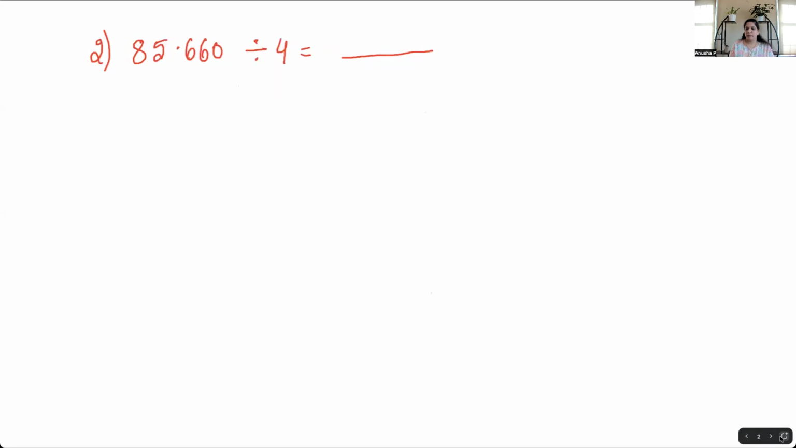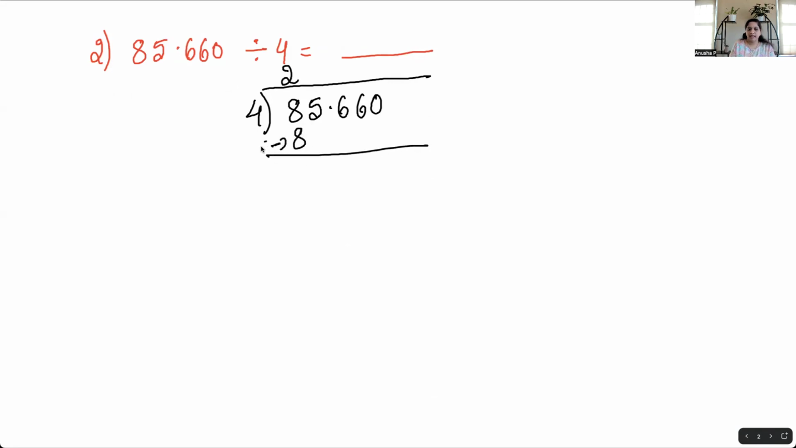Let's do one more example. It is 85.660 divided by 4. Again, 85.660 is called the dividend and 4 is the divisor. Whatever the answer we get, it is the coefficient. 4 times 2 is 8. Okay. So 8 minus 8 is 0. And then we will bring the 5 down.